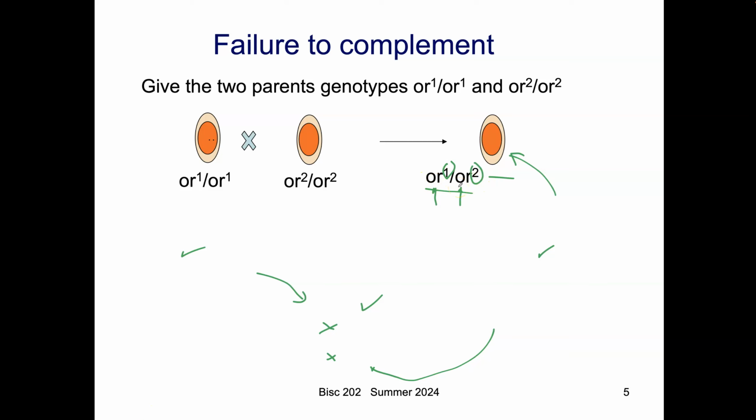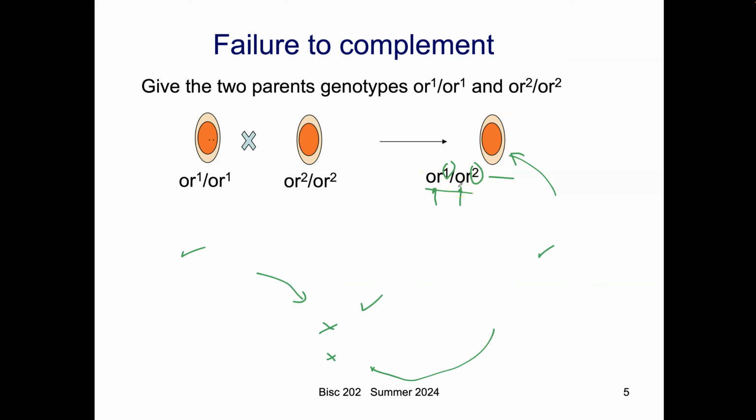Okay, and so this is the way I'm going to write out the genotypes. When we see complementation, it's a sign that the two mutations are affecting different genes. And so we would write out the genotypes this way to be completely correct.